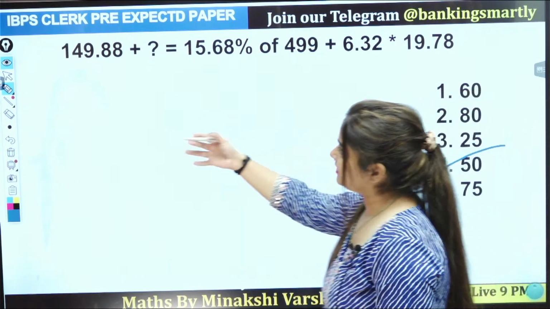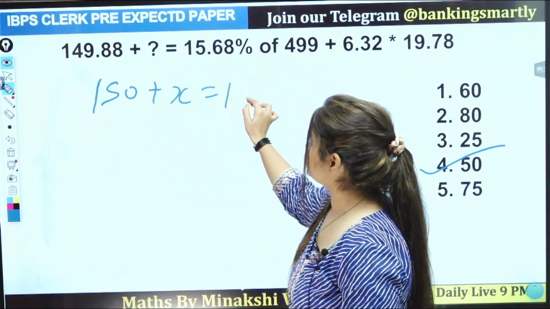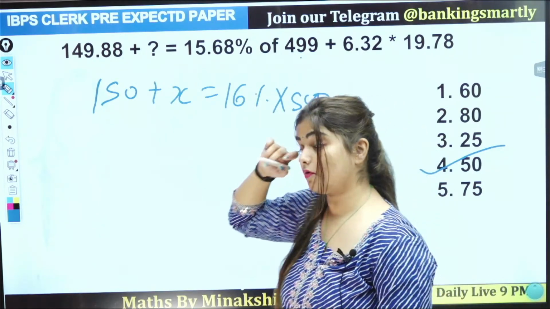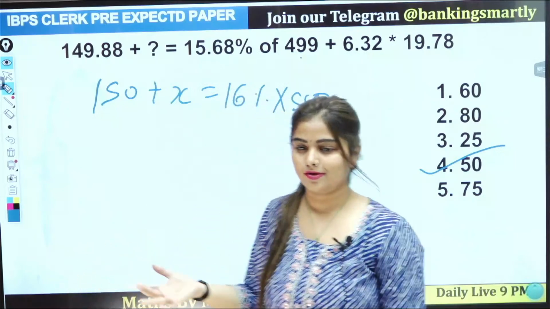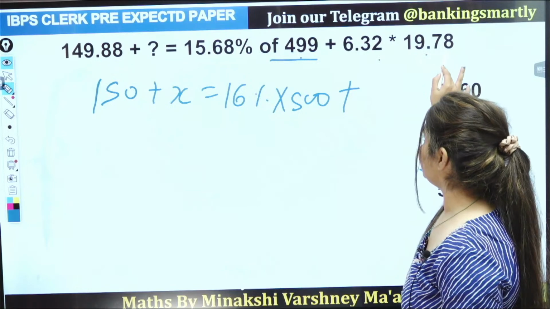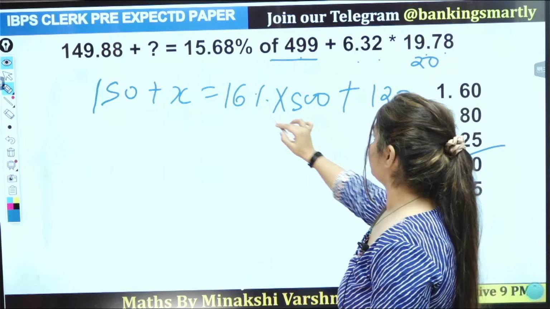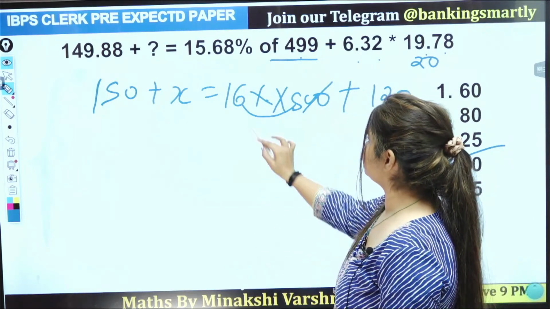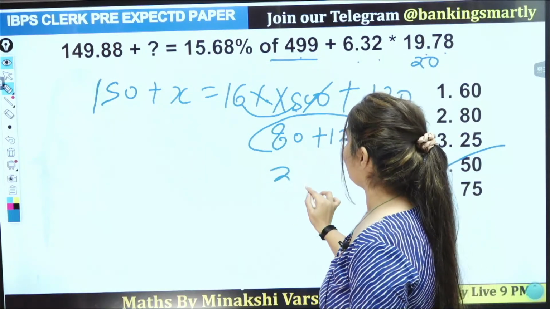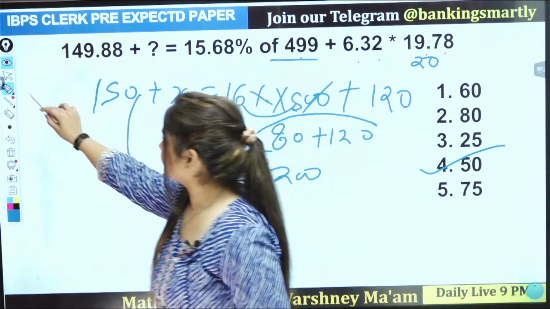Now we can use pen and paper here. 150, this is plus x, and here is 16%, and we can go with this 500 because if we are taking 499, in approximation we can go with this. Plus 6 into 19.7, that means this will be 20, so 6 2s are 120. Here the percentage and 20 cancel, 6 5s are 80 plus 120, that means 200, and 200 minus 150, 50. Clear? Next.